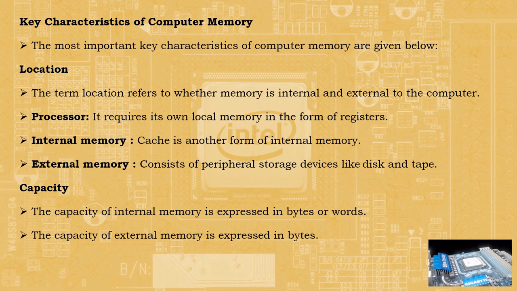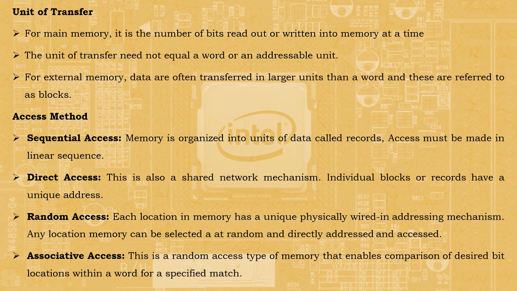Capacity. The capacity of internal memory is expressed in bytes or words. The capacity of external memory is expressed in bytes. Unit of transfer. For main memory, it is the number of bits read out or written into memory at a time. The unit of transfer need not equal a word or addressable unit. For external memory, data are often transferred in units larger than a word, referred to as blocks.